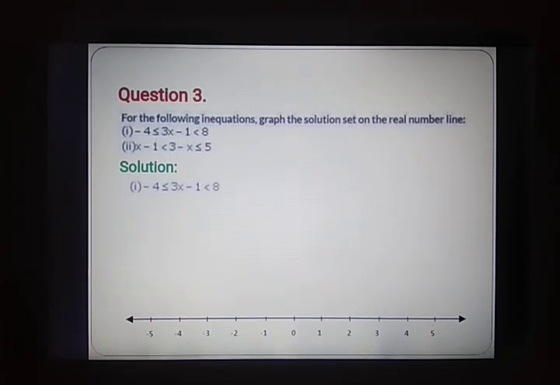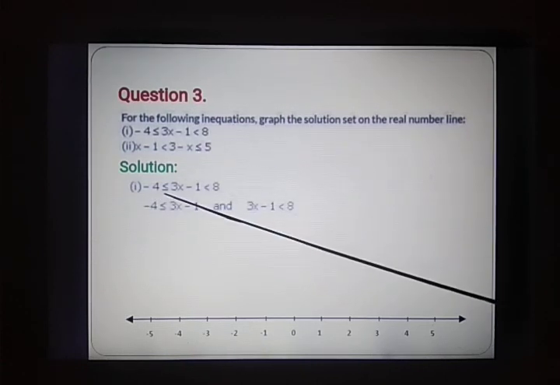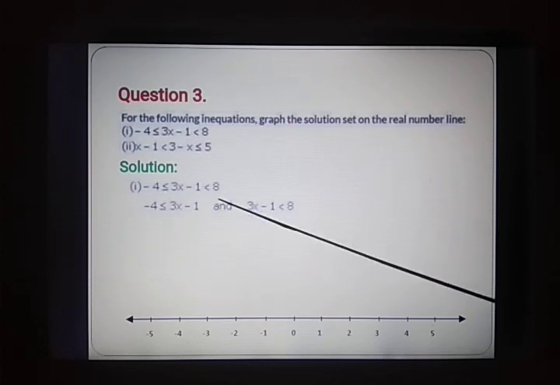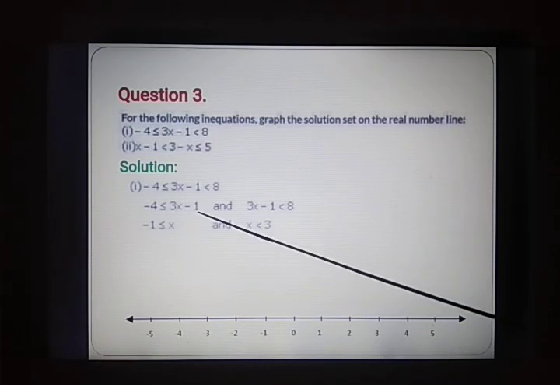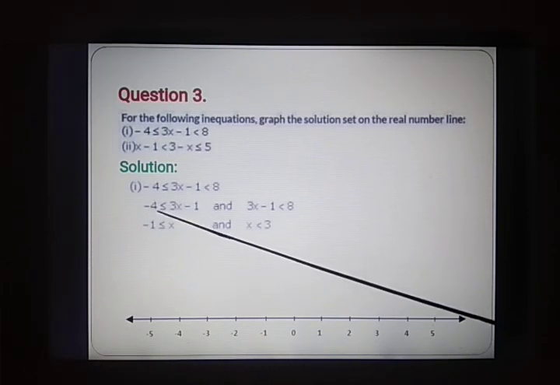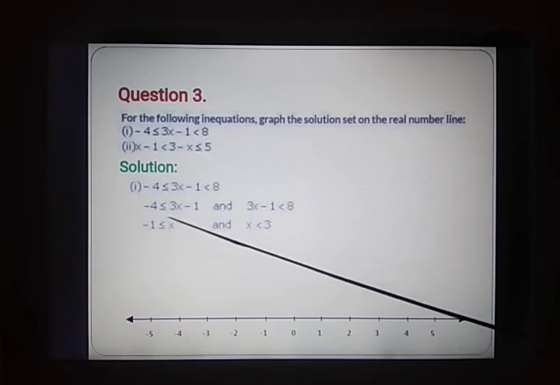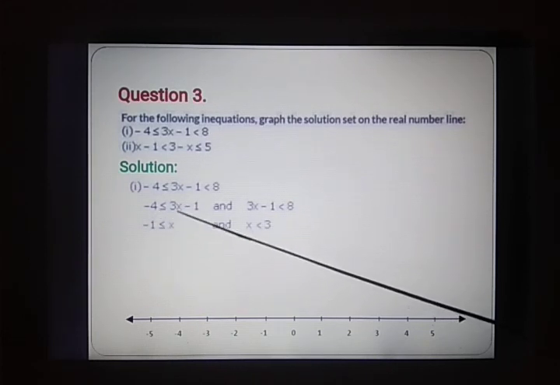So this is the given inequality, and whenever there are two inequalities, we know that we will separate them. Okay, so we will separate them to get this one, right? So minus 4 is less than or equal to 3x minus 1, and this 3x minus 1 is less than 8. So let us solve this. If I take this over there, this becomes plus 1. So minus 4 plus 1 is minus 3. So minus 3 is less than or equal to 3x.